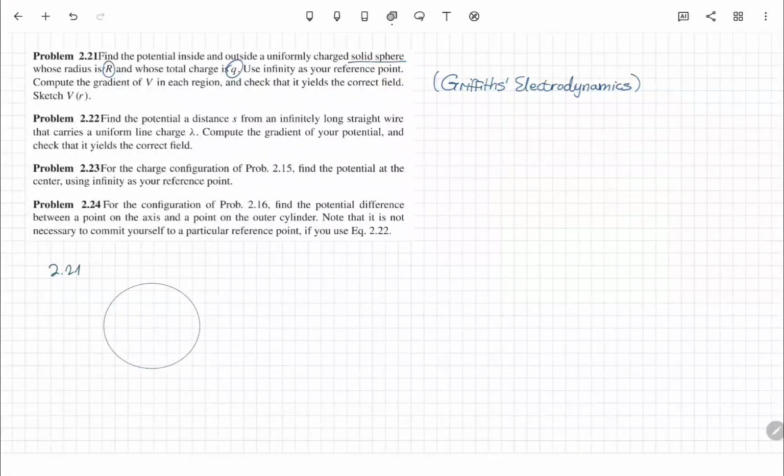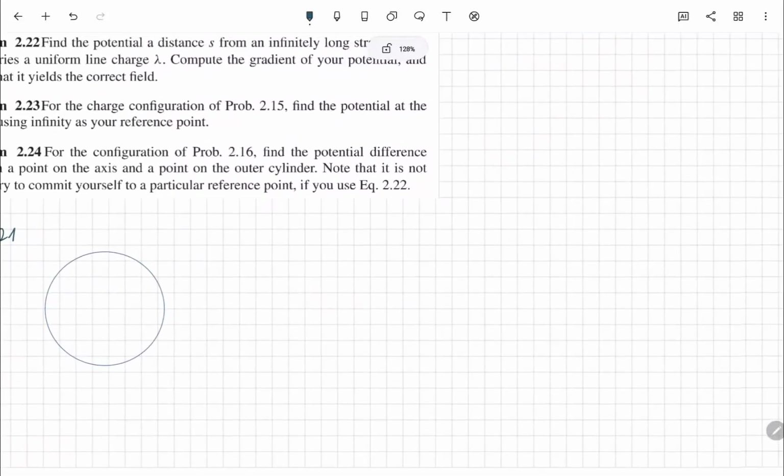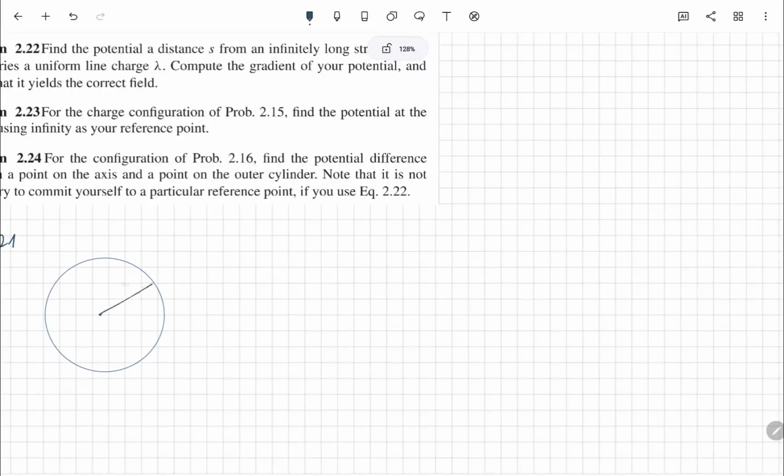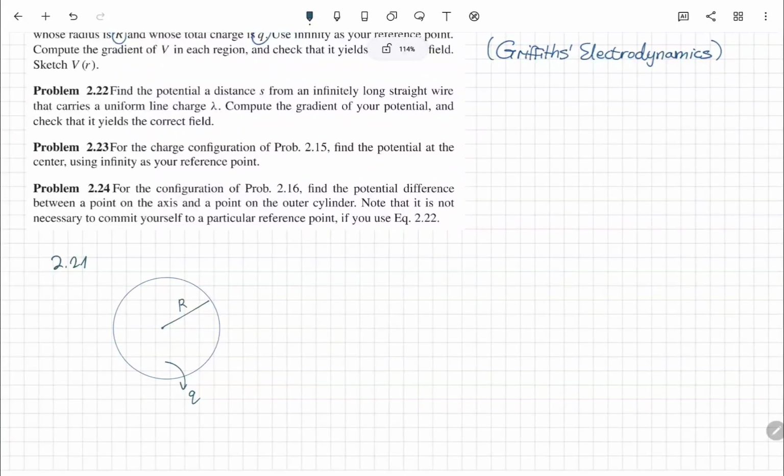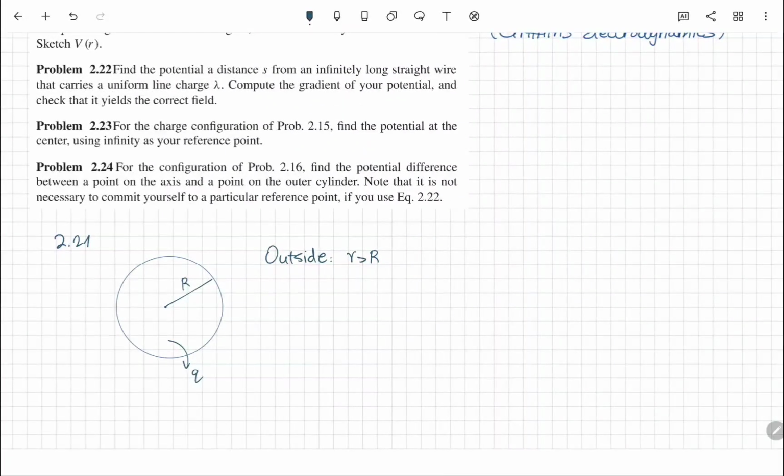Inside and outside a sphere. It's a solid sphere with radius R and total charge Q. So I'm starting with the outside, where small r is bigger than radius big R. What's our Gaussian surface in this case?